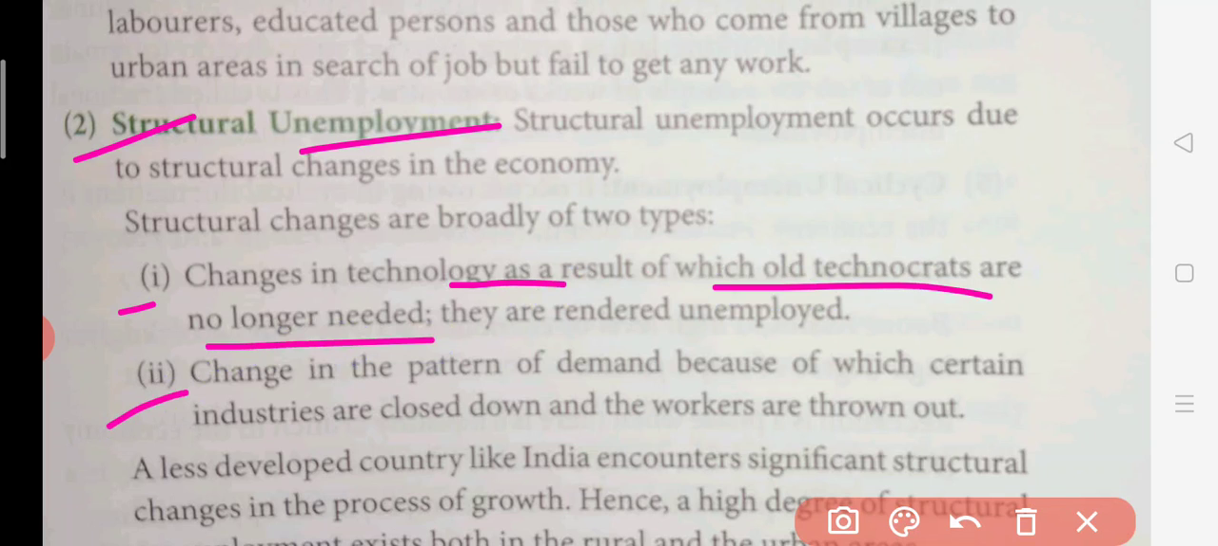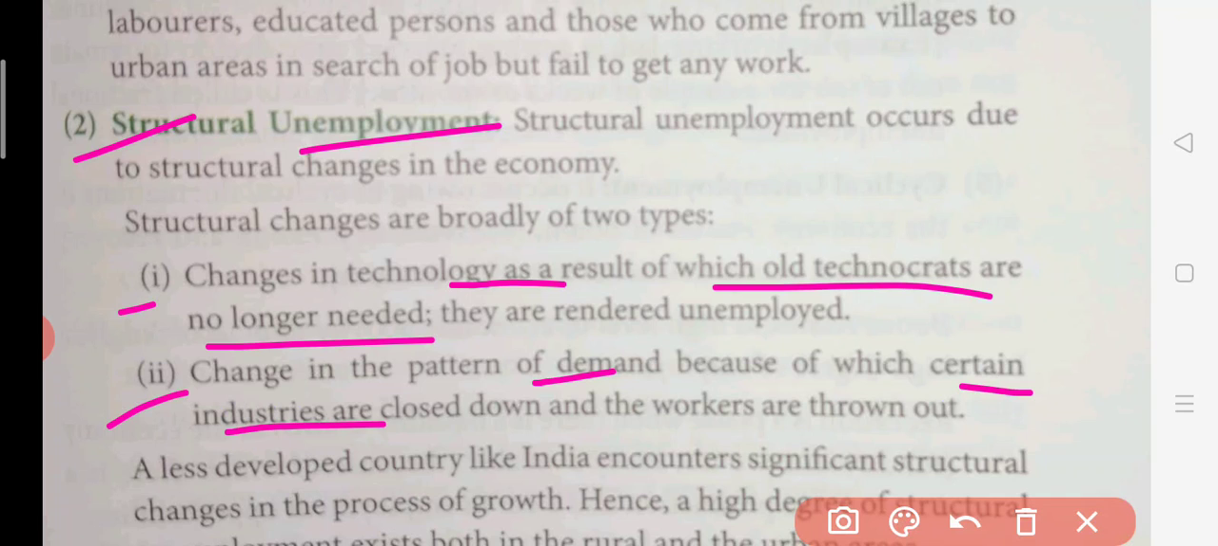Then second is change in the pattern of demand, because of which certain industries are closed down. Whenever certain innovations come up, or changes like new technology arrive, the people working on the previous kind of technology will lose their jobs. So the pattern of demand also changes. Like suppose today you are demanding some kind of clothes, and tomorrow you don't demand such clothes, you are demanding something else.